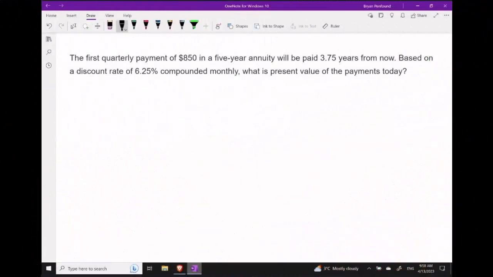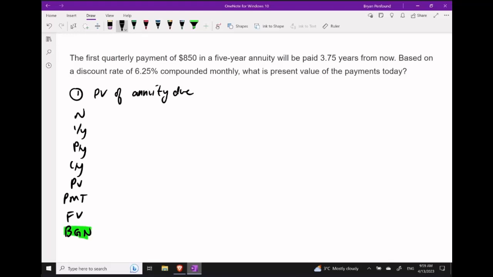The first quarterly payment in a 5-year annuity is going to be paid 3.75 years from now, and that payment size is going to be $850. Based on a rate of 6.25% compounded monthly, what's the present value of the payments today? We're going to break this question down into 2 steps.